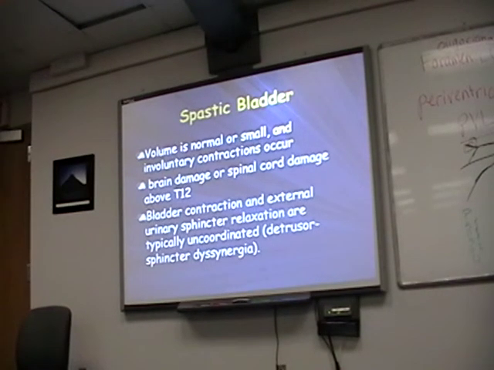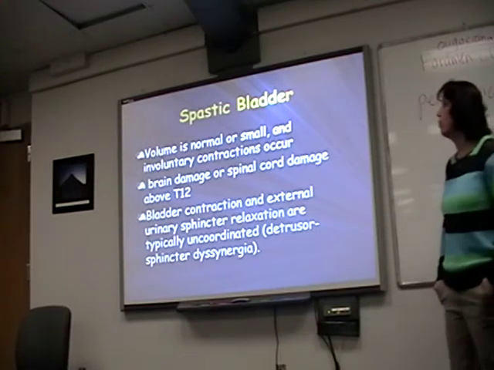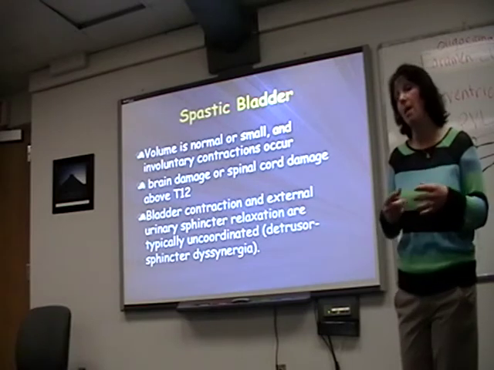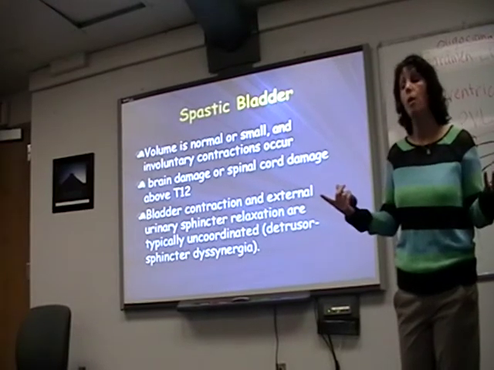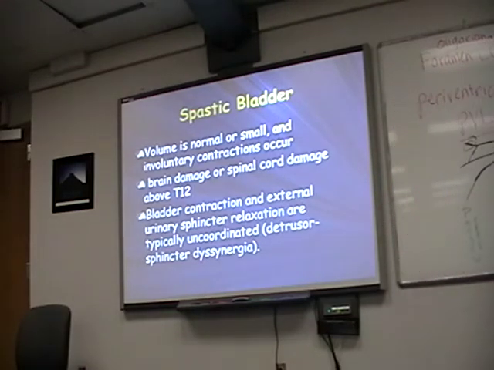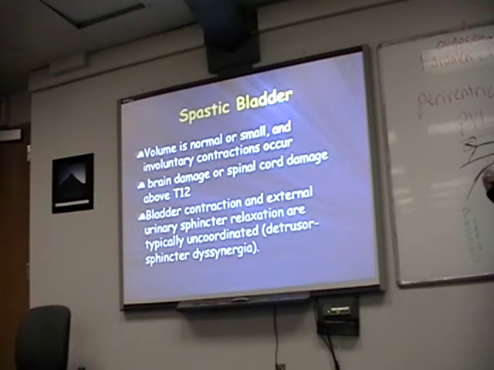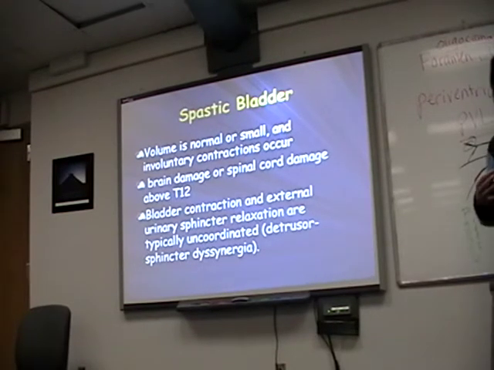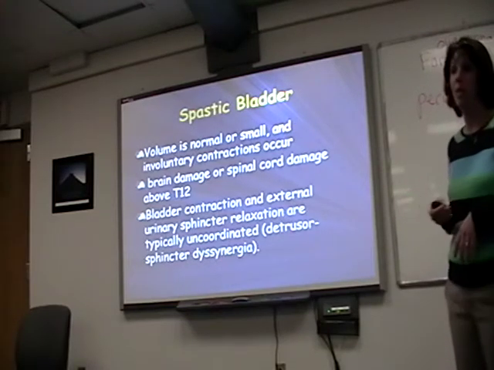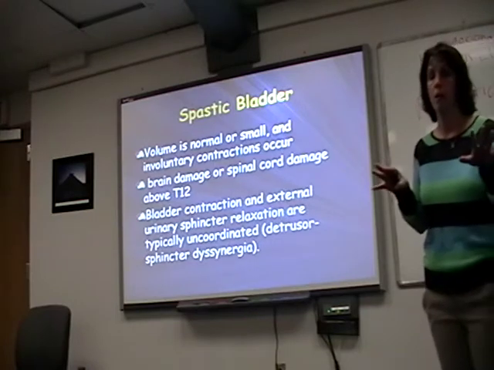So the spastic bladder, we've got normal or small volume. Because it's spastic, it's contracting, it's not maintaining, it's not having a whole lot of volume because that muscle is tight. Typically this happens with head injury of some sort, or brain damage, or high spinal cord damage. And a lot of times with that, we're going to have sphincter relaxation, or they're not coordinated. This is what we see the most common, detrusor sphincter dyssynergia, which means they're out of sequence.